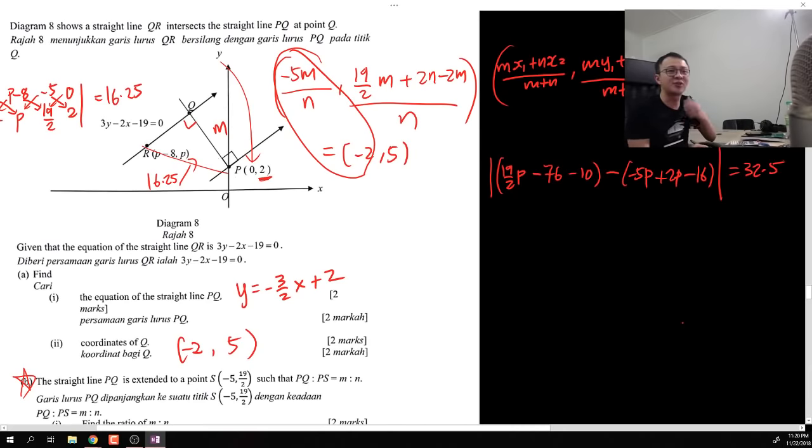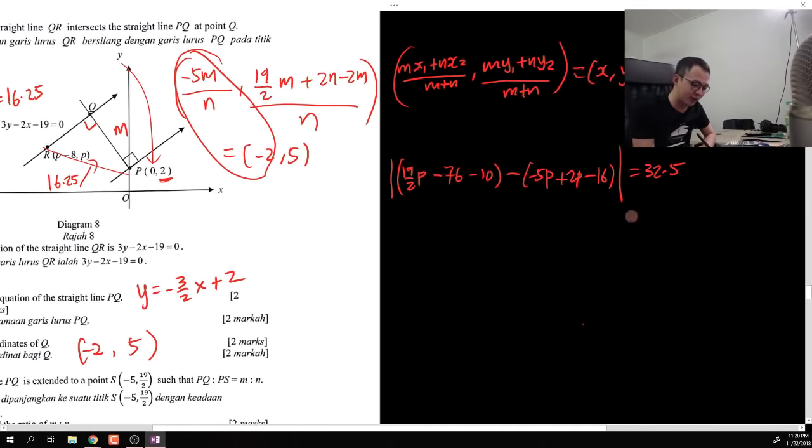Alright, I kind of need to solve this complicated equation here. If you take out the modulus, what happened? Yeah, it's a very good question. If you take out the modulus, here we got plus minus 32.5. That means the other side you have the plus minus here. So therefore, I will just solve the p thing first.